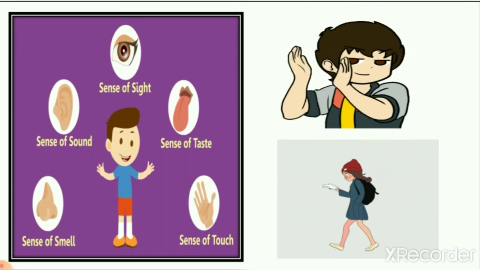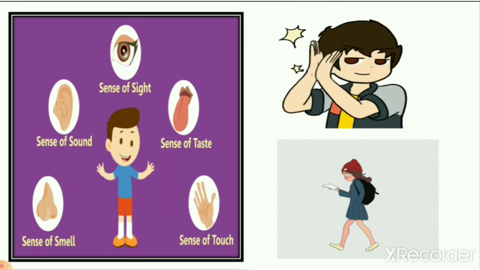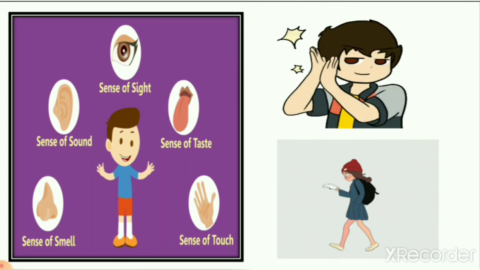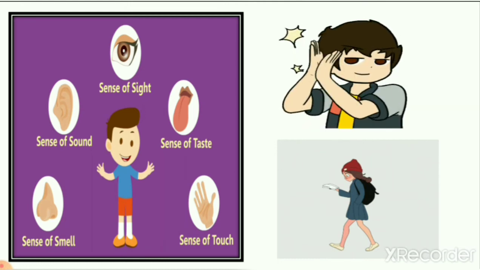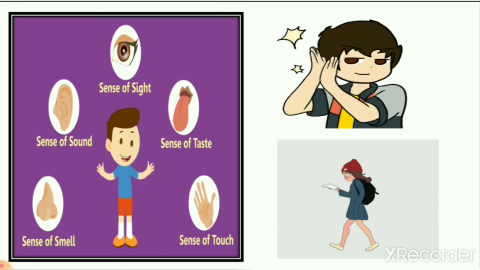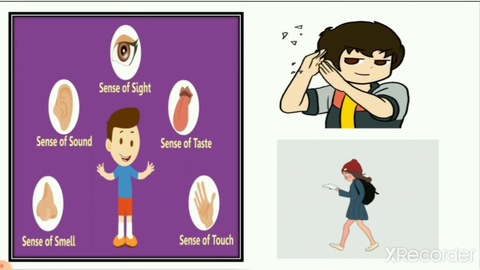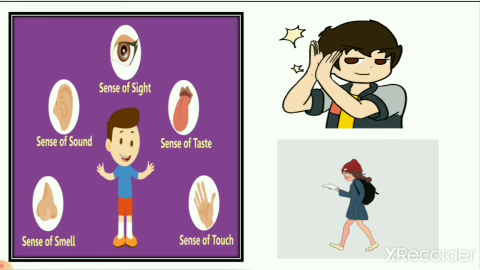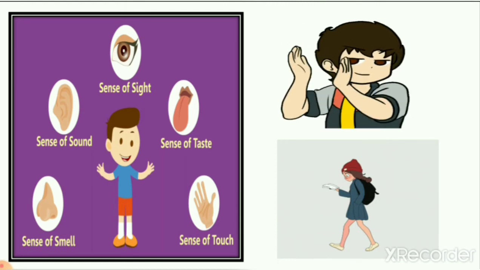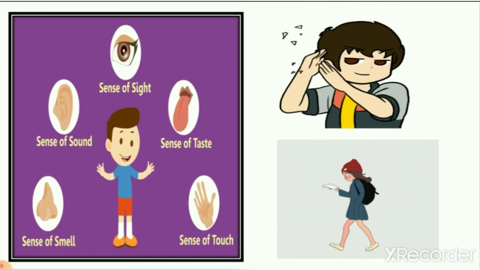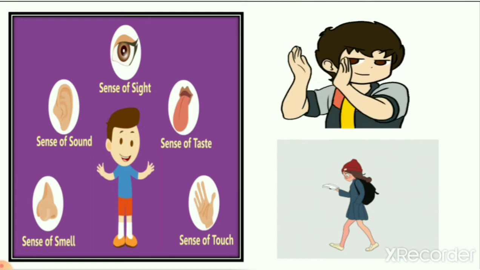In the first picture you can see five sense organs, right? Which are they? Eyes, nose, ears, tongue, skin, right? So we are using eyes to see things, ears to hear things, tongue to taste and speak, skin to feel and touch, right? And nose to smell. And in the second picture you can see one boy is clapping. So we are using our hand in clapping. When we want to walk, which body part are we using? We are using our leg, right? So like that you all understand that we are using different body parts in different ways.